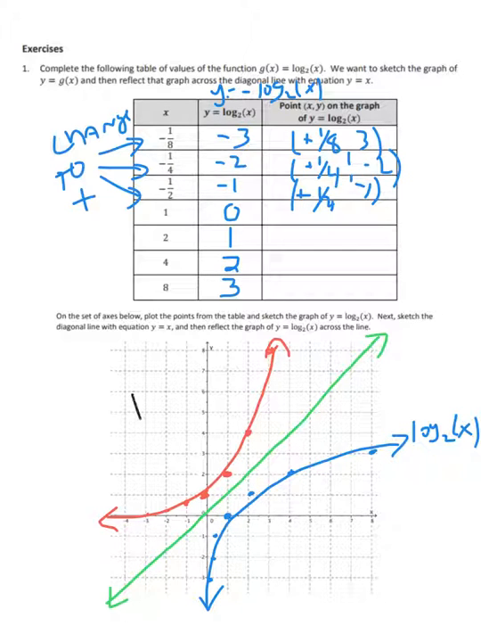That means we've got inverses. They're the inverse of each other over y equals x, remember. Okay? So they are inverses.